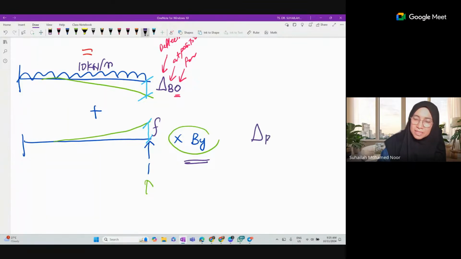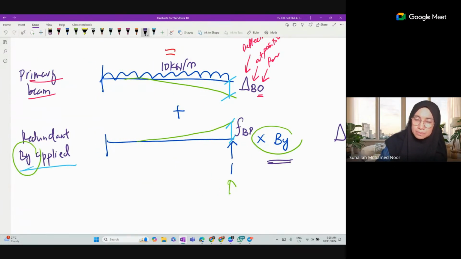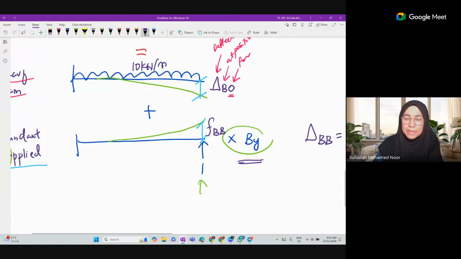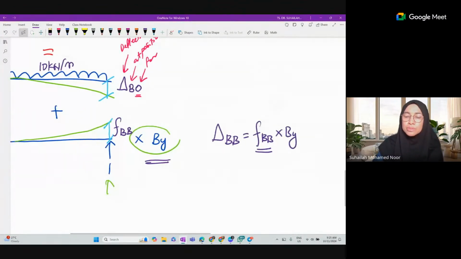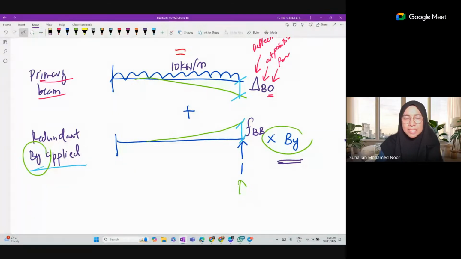Because the idea is it is delta BB. Because this one is multiplied by BY, so now we change to F. So we apply FBB into the system. FBB times BY equals delta BB. Okay, so this is how the redundant diagram looks like.